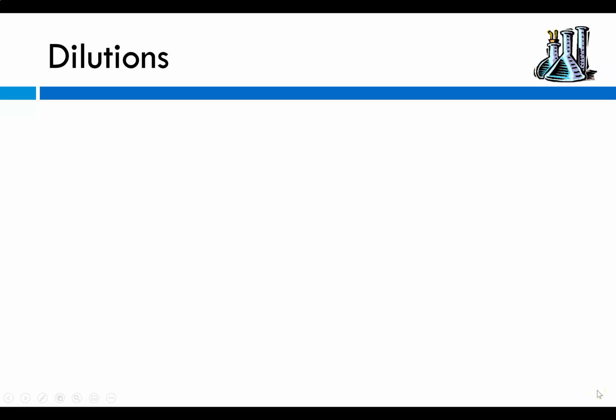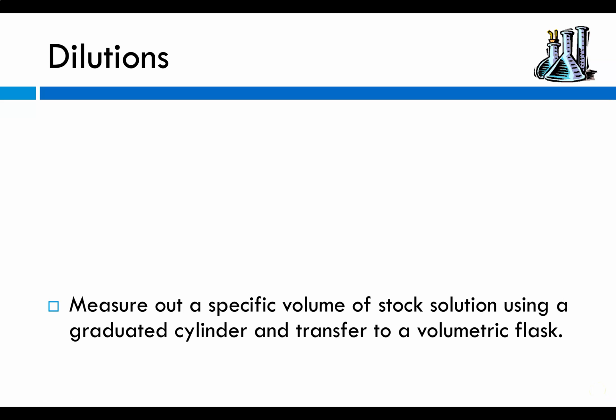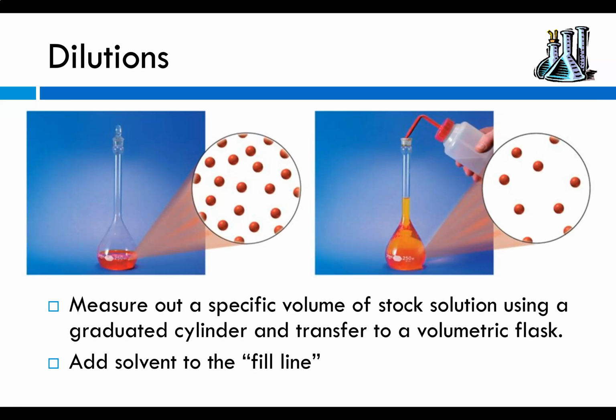So just kind of to walk through that process with pictures. Once you've calculated the volume of stock solution you need, you're going to measure it out using something like a graduated cylinder. Then you're going to transfer it to your volumetric flask and add solvent to the fill line. So you have done this in this case. You've measured out what you need. You've transferred it to the volumetric flask, the size that you need to prepare the dilution.